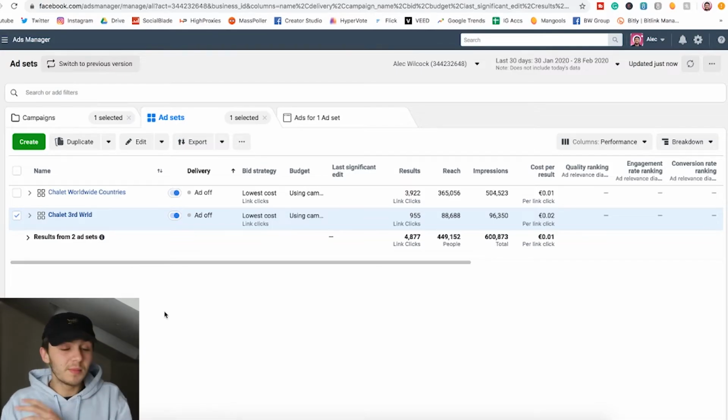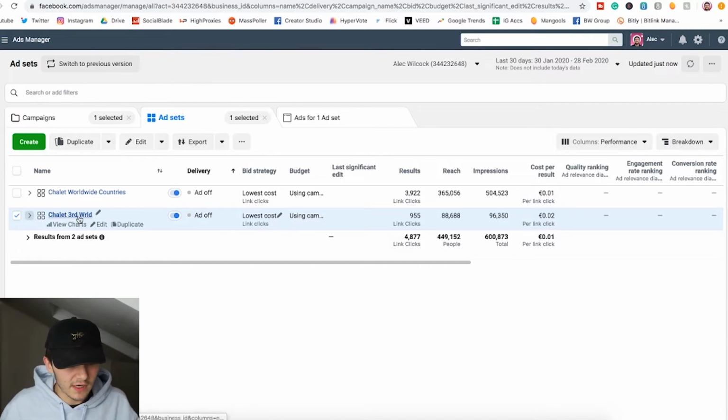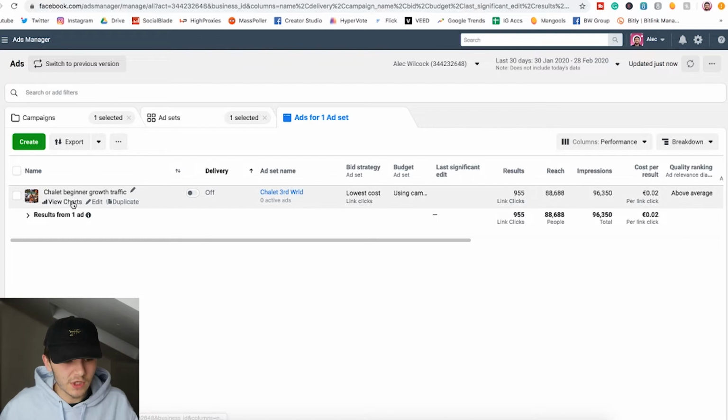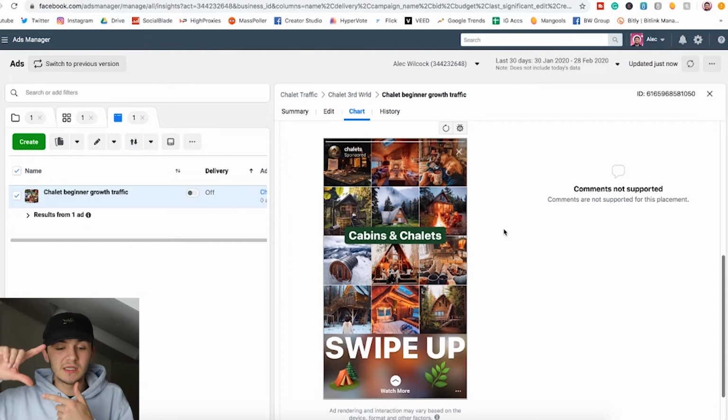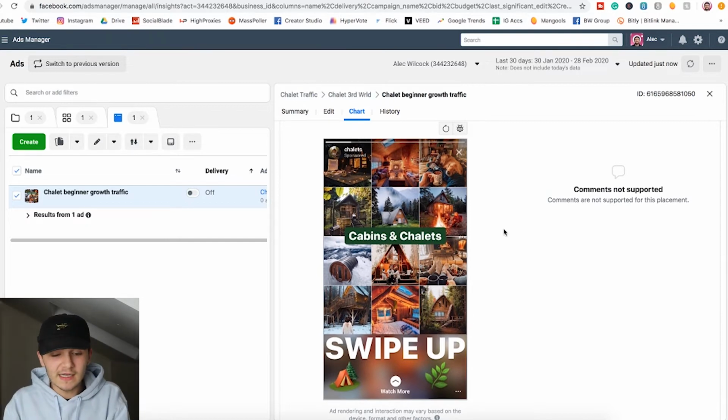Anyway, all right, so now I'm on my computer and I'm actually going to show you what the ad looks like before I start with anything else. So if I click on Chalet Third World and I click on View Charts here, from here, if I scroll down, this is what the ad looks like. It's basically just a screenshot of my feed. I edited it a little bit and I wrote cabins and chalets in the actual Instagram story editor, and then I wrote swipe up in big, a couple of emojis to let you know what the page is about, and that's it. If they swiped up, it would be the link to my Instagram page, so they would be taken to that page and they could potentially like or follow my account, which was the goal, just to get people onto my account, engage with it and follow.